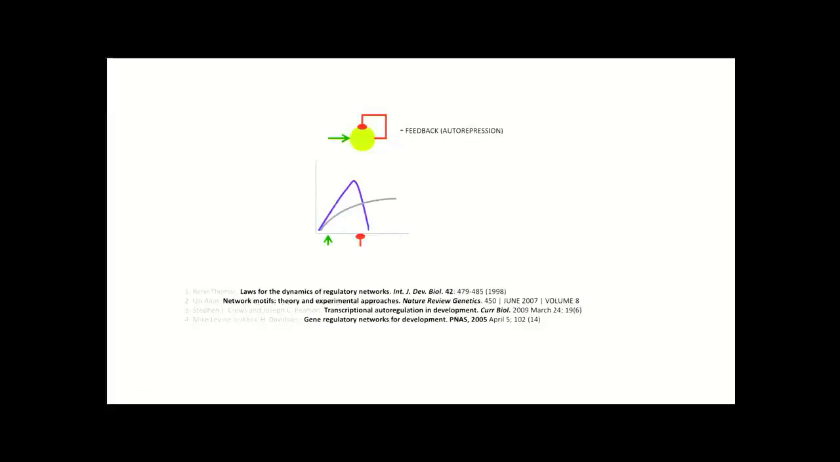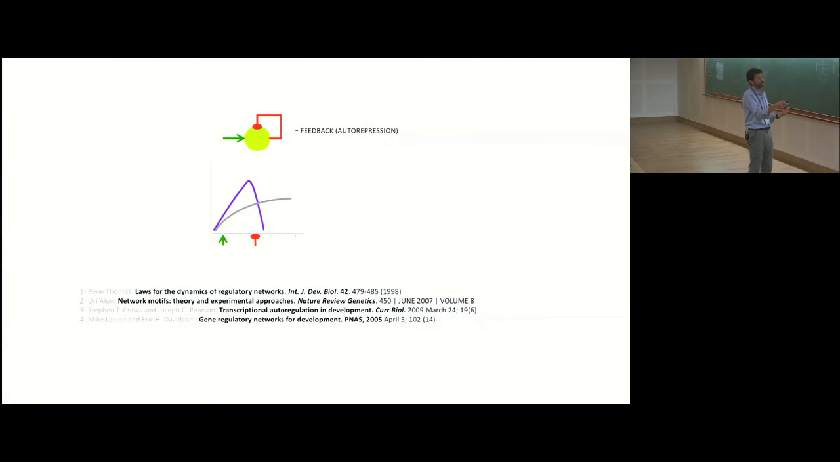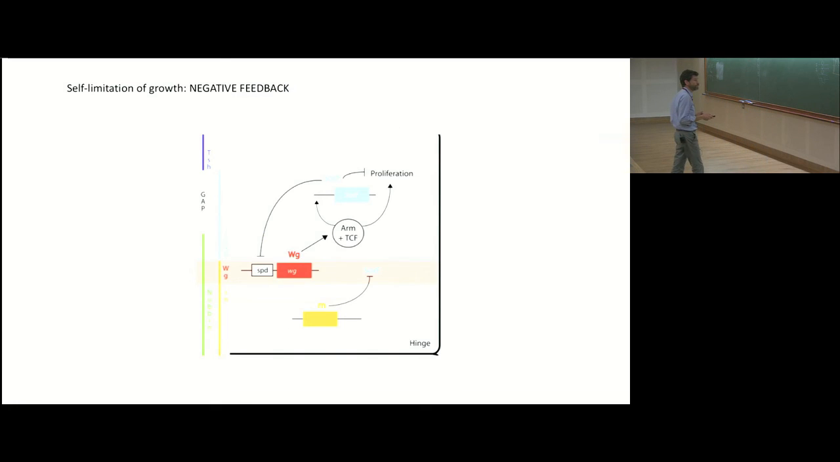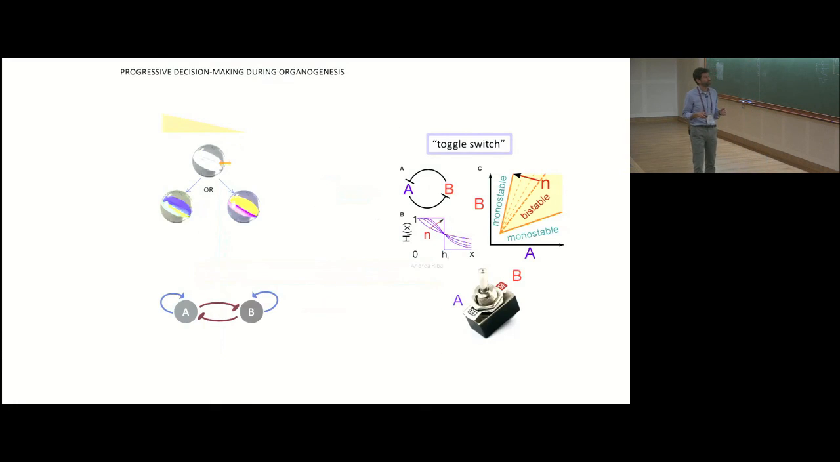So if for whatever reason the system is noisy, and you increase the expression, it will go back again. If you go below these levels, it will go up again, right? Maintaining stable gene expression. I'm going to skip this one. And I will just give you another example.